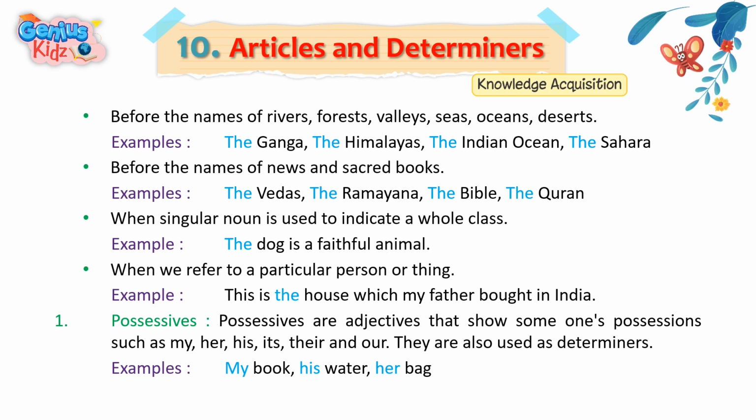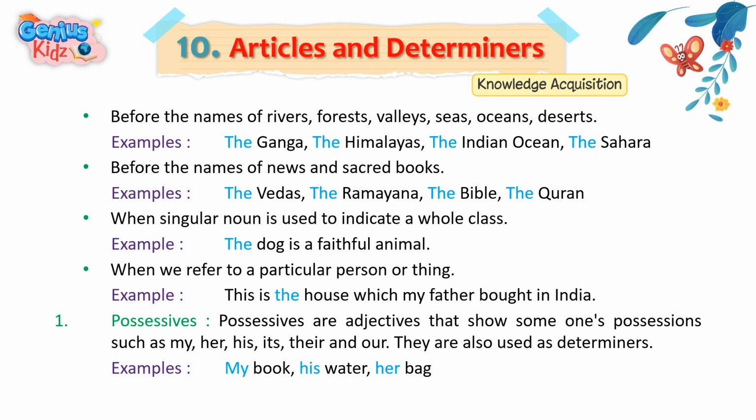Before the names of newspapers and sacred books. Examples: the Vedas, the Ramayana, the Bible, the Quran. When a singular noun is used to indicate a whole class. Example: the dog is a faithful animal. When we refer to a particular person or thing. Example: this is the house which my father bought in India.